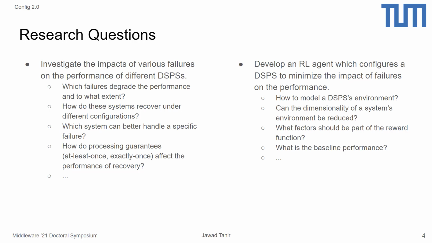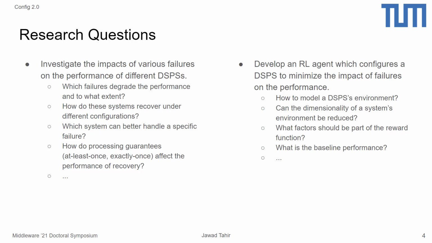This doctoral study consists of two goals. The first goal is to investigate the impacts of various failures on the performance of different distributed stream processing systems. And the questions that we will be trying to answer in this goal are: which failures degrade the performance and to what extent? How do these systems recover under different configurations? Which system can better handle a specific type of failure? And how do processing guarantees like at-least-once and exactly-once affect the performance of the recovery?